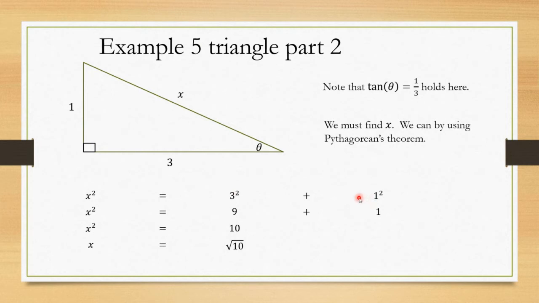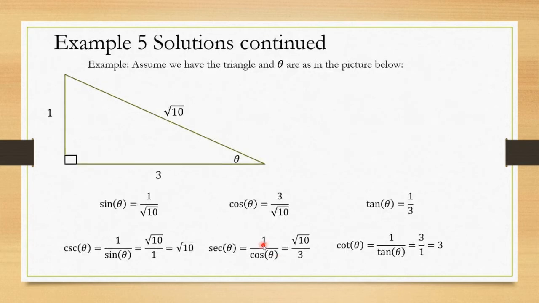So we have to figure out what x is. Well, 3 squared is 9. 1 squared is 1. So x squared is equal to 10. We don't want x squared, we want x. So x is the square root of 10. X squared is 10, x then is the square root of 10. So that's what the hypotenuse is. So our right triangle is going to look like this, as you can see.